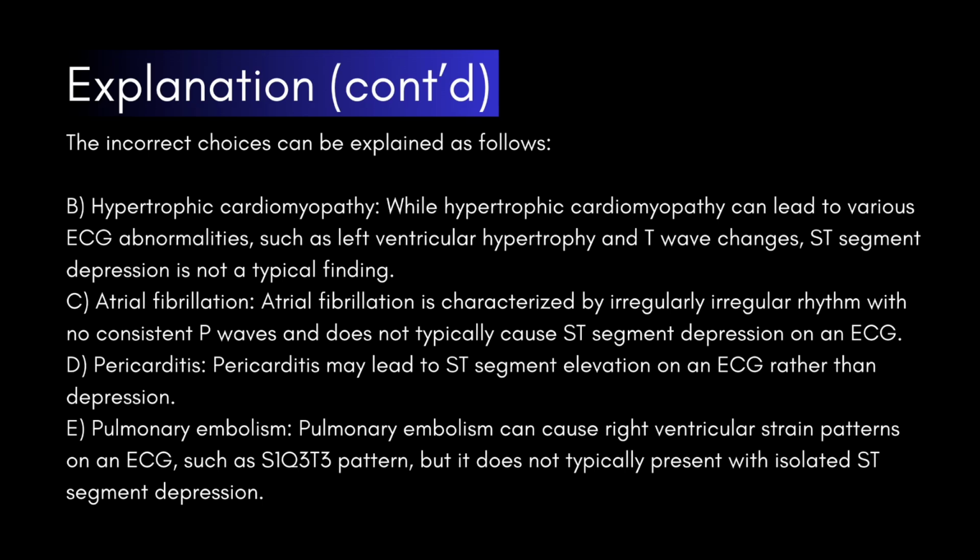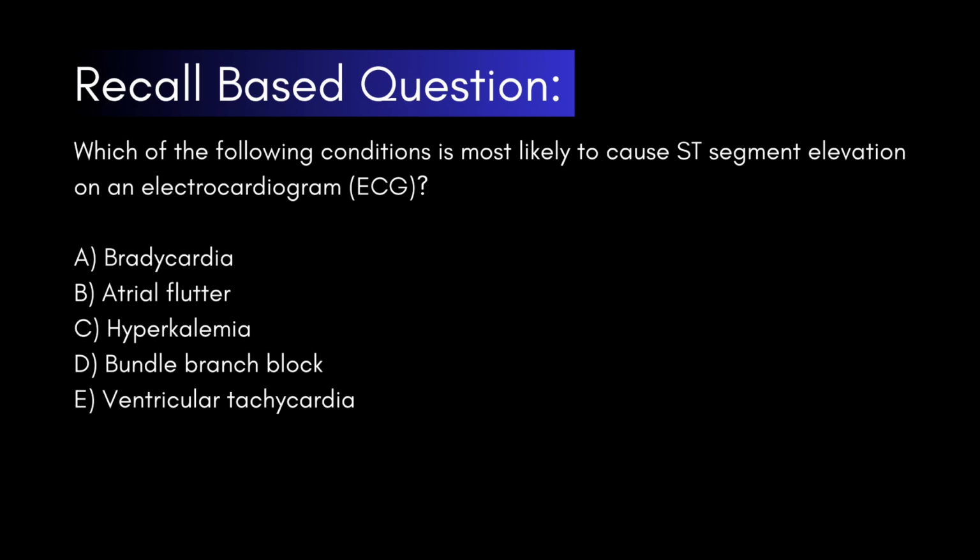Pulmonary embolism. Pulmonary embolism can cause right ventricular strain patterns on an ECG, such as S1Q3T3 pattern, but it does not typically present with isolated ST segment depression. Moving on, let's go ahead and take a look at the next question. Which of the following conditions is most likely to cause ST segment elevation on an electrocardiogram?